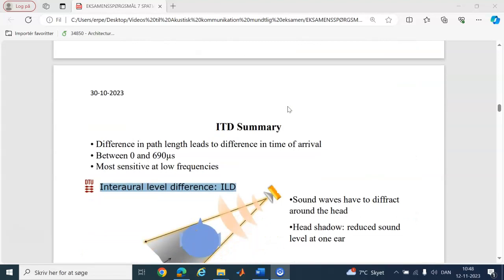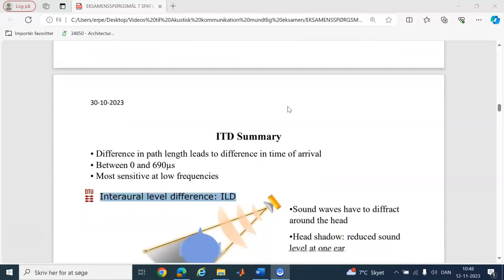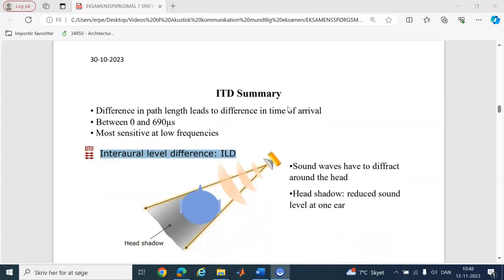ITD summary. A difference in path lengths leads to a difference in time of arrival. It's between 0 and 690 microseconds. Most sensitive at low frequencies. For frequencies above 750 Hz, there can be some phase problems.